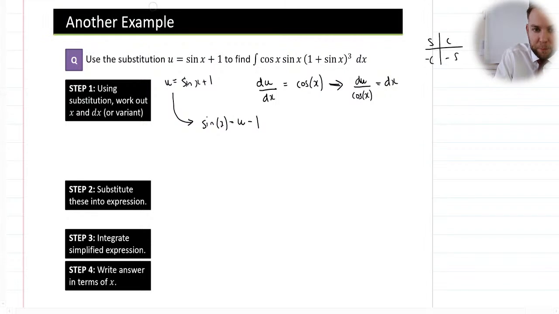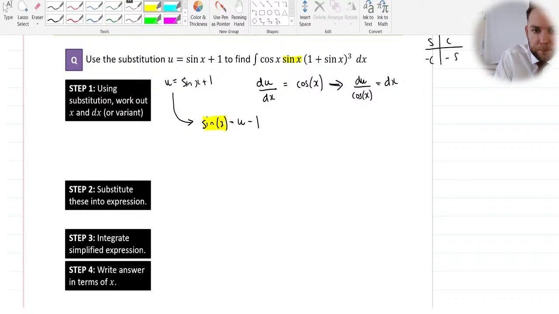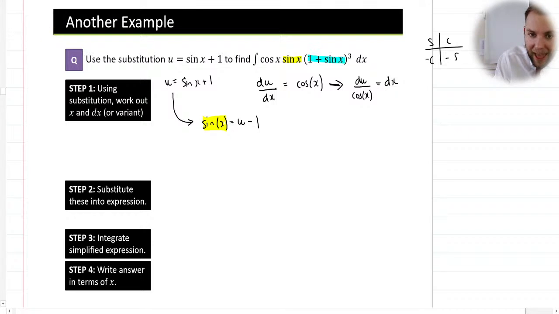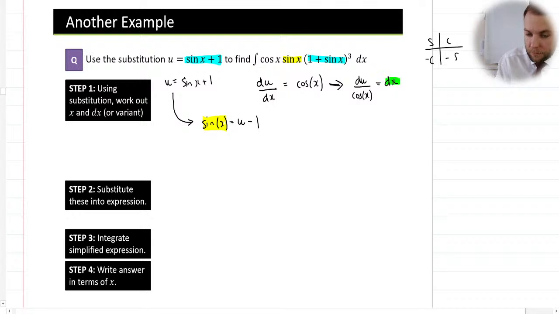So the things that I've replaced, I'm going to highlight them just to make it really clear. I've replaced the sine here with that there. I'm replacing the 1 plus sine x with u, which is already up here, like so. And I'm replacing the dx with du over cos x. Now the only thing that's not highlighted there is cos, but we'll see that cancel later on. Okay, so that's our first part.